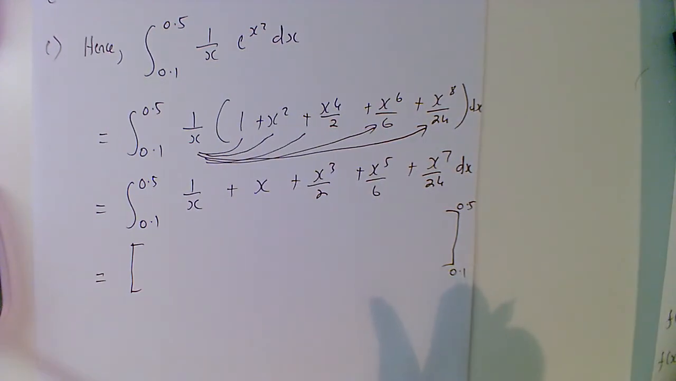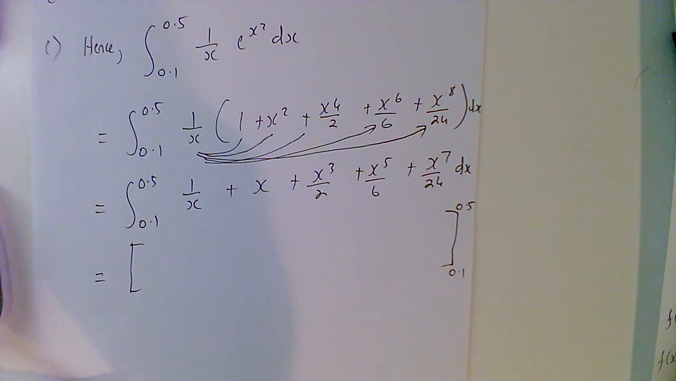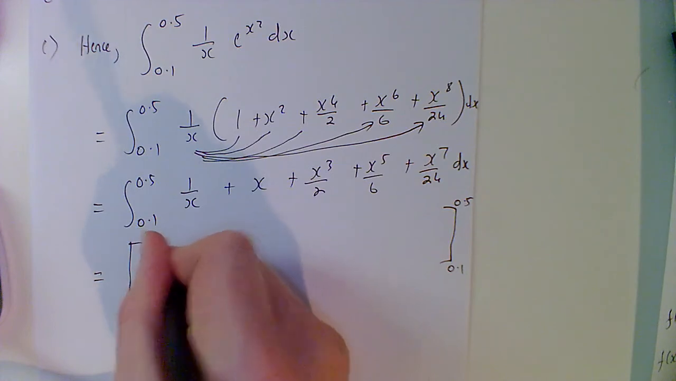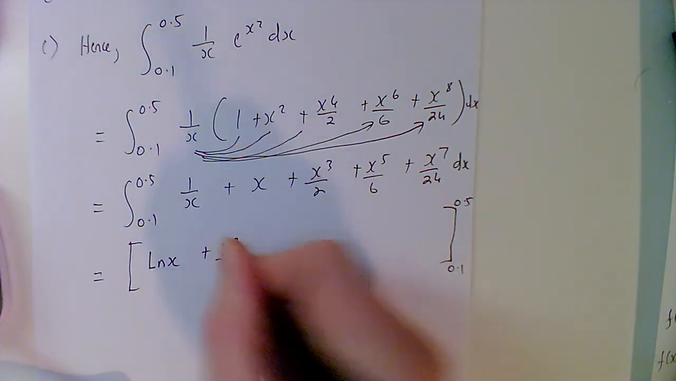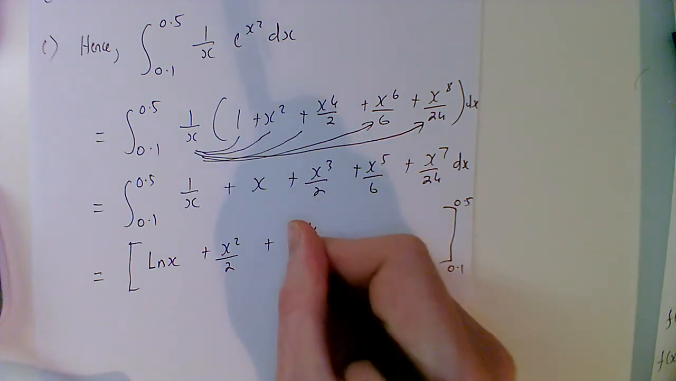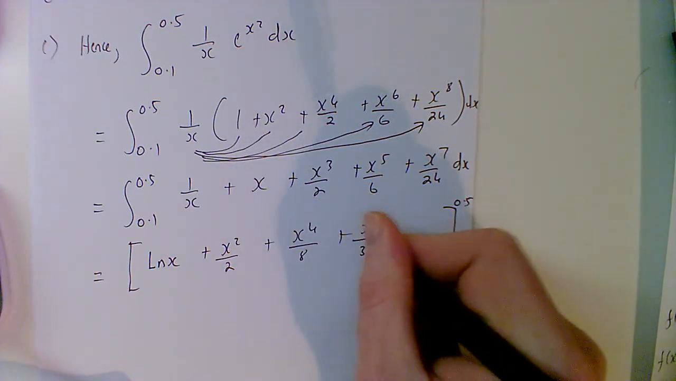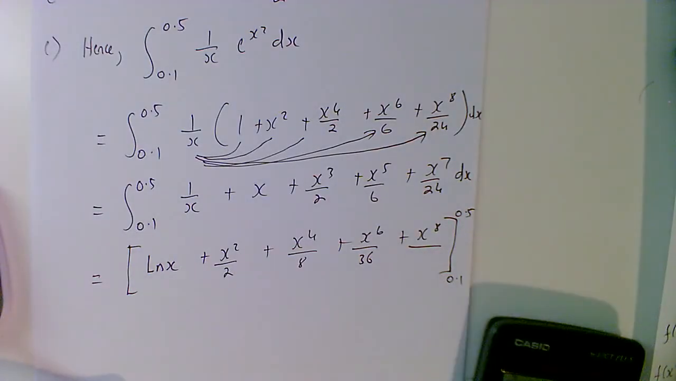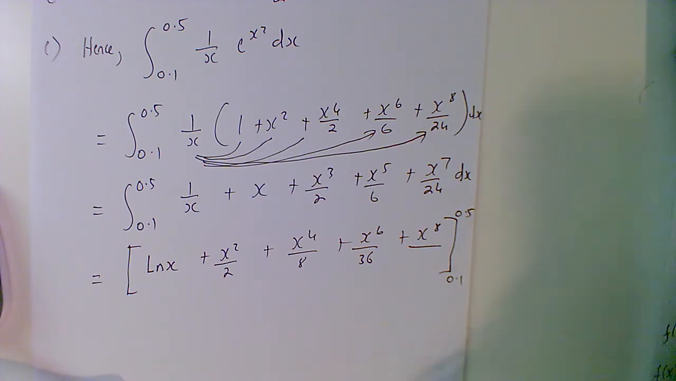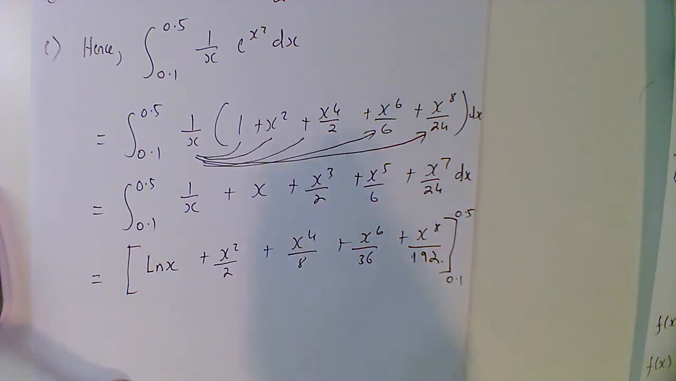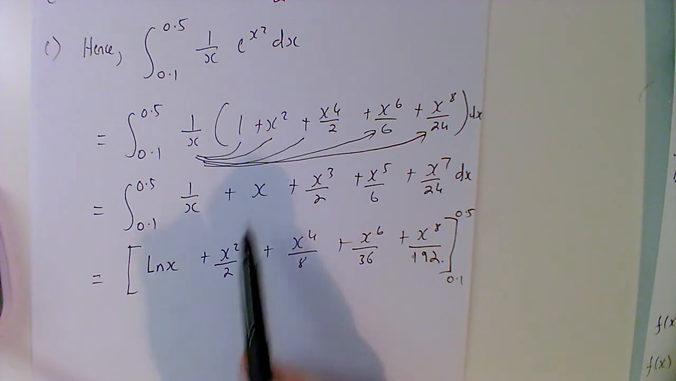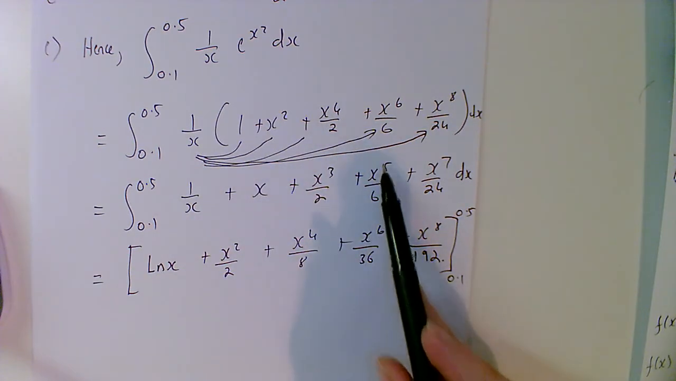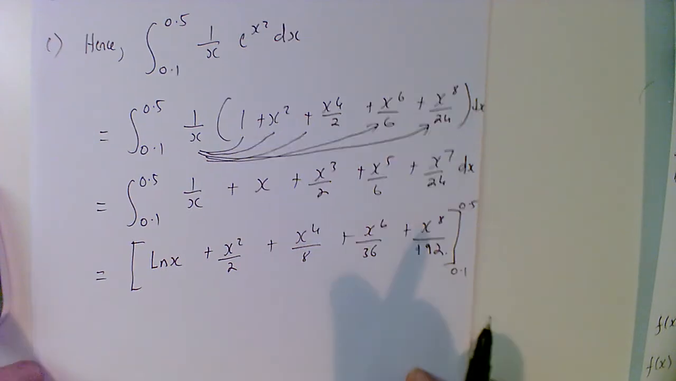Now, remembering how you integrate 1 over x. 1 over x, if you integrate it, you don't make it x to the power of negative 1, because that doesn't work. You integrate 1 over x, it's ln x. So that's plus x squared over 2, plus x to the power of 4 over 8, plus x to the power of 6 over 36, plus x to the power of 8 over 8 times 24, 192. There we go. So remember, integrate, you add 1 to the power, divide by the new power, add 1 to the power, divide by the new power, add 1 to the power, divide by the new power.